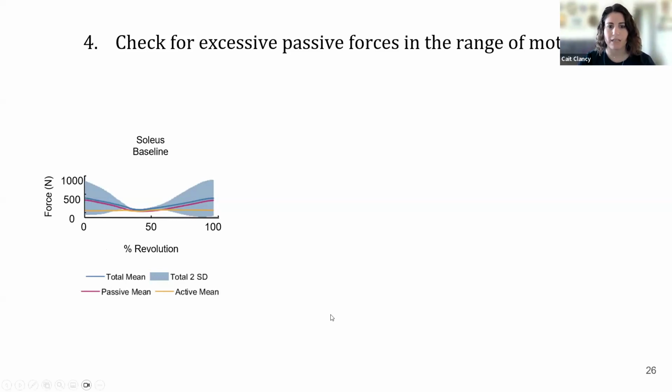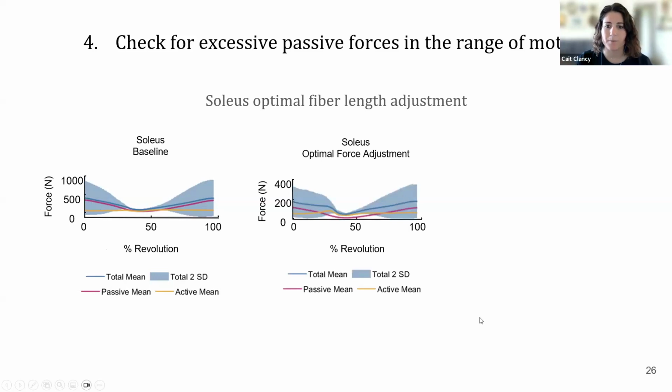To circumvent this, we did a soleus optimal fiber length adjustment. Based on the Rajagopal full body gait model, we adjusted the soleus optimal fiber length by 1 standard deviation. When we do this, I would like to point out that between these two graphs our y-axes have changed. We see that our passive force is lower, our total force is lower, and now our total force in blue is a sum of the passive force in red and the active force in yellow.